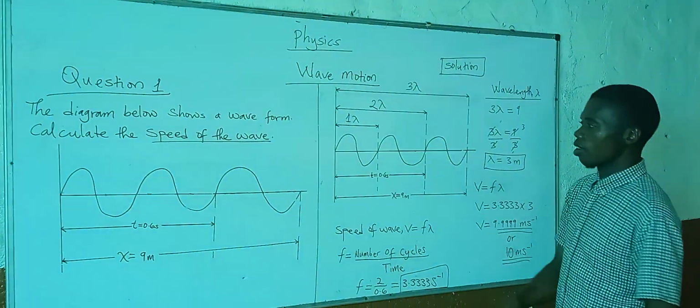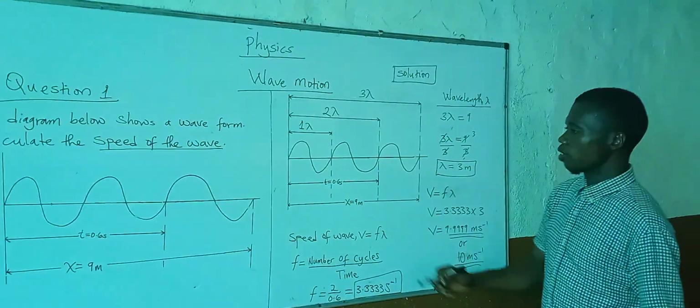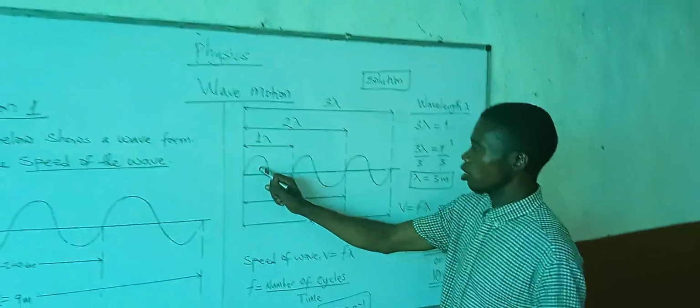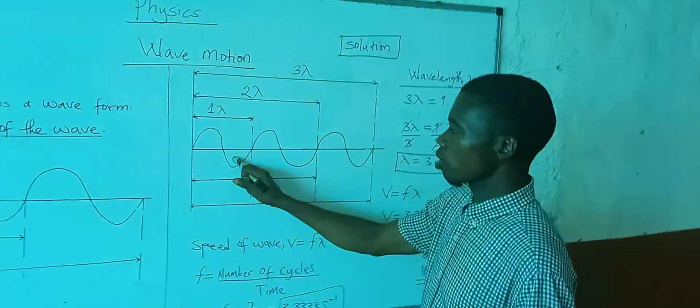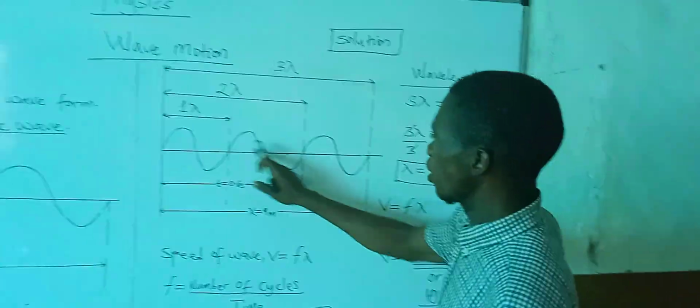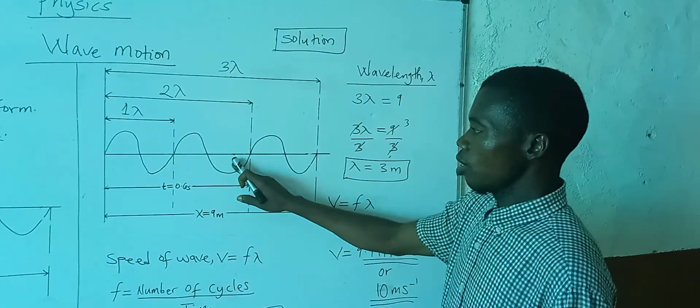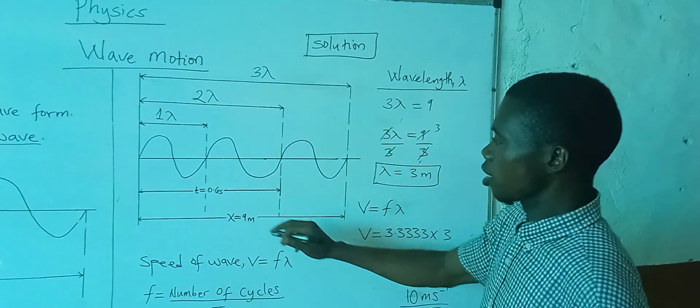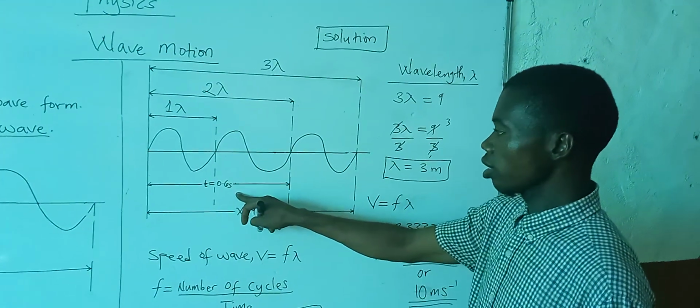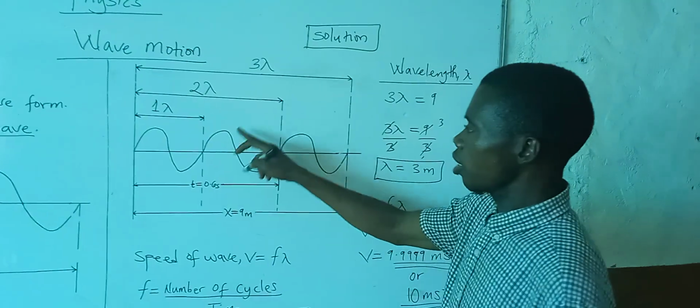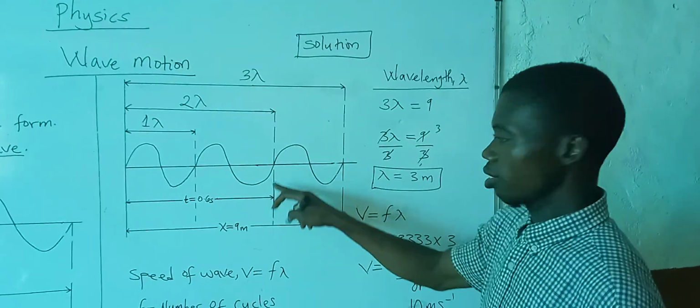We'll redraw the diagram. We know that from this point to this point is one cycle, and from here is another cycle. So in the time of 0.6 seconds, the wave actually covers 2 cycles.